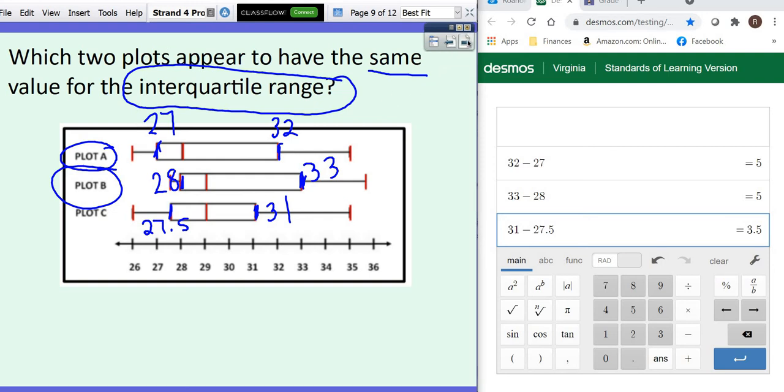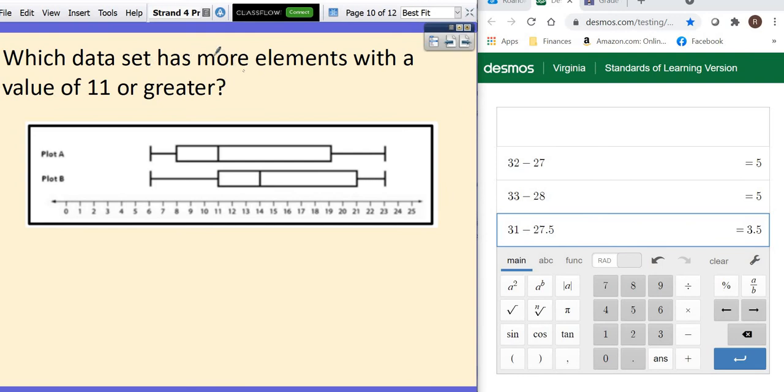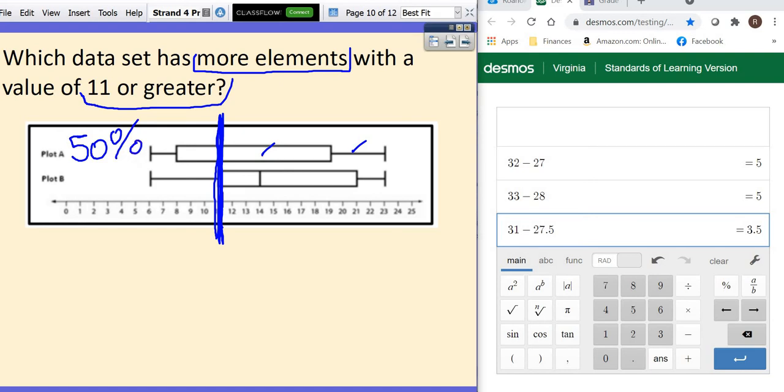All right, let's look at the next one. It says which data set has more elements with a value of 11 or greater. Well, first of all, let's find 11. I'm going to draw a line straight up from 11. And it wants to know which one has more elements above that. Well, I can tell you that this has 2 sections, 1, 2, and they're both worth 25%. So this has 50% of elements that are 11 or greater.